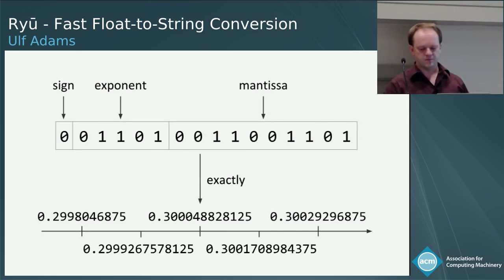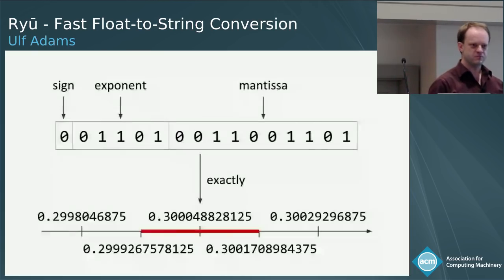But the idea is 0.3 lies in exactly this area that is marked here. And so the number here is actually the closest number to 0.3 that we can have in a 16-bit floating point number.